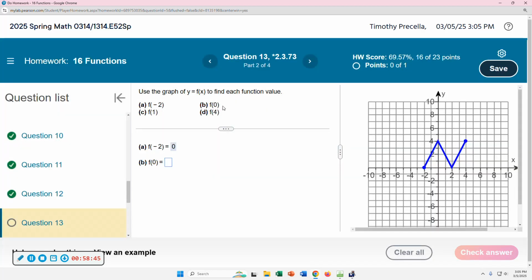What about f of 0? The x value is 0. Okay, the x value is 0. That's right there. What's the y value? 4. I agree with 4.